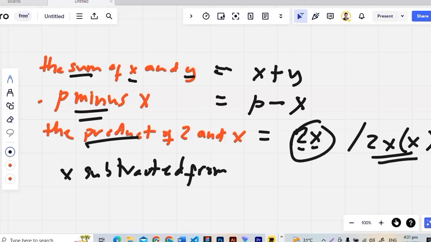y. Okay, when we say subtracted, this is automatic. You're going to subtract, or you put the minus sign, and then from the word from, then you're going to subtract from y, then followed by x. So y minus x. Okay, so that's all for now.